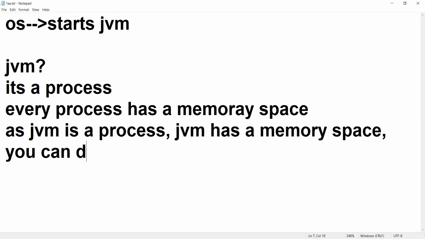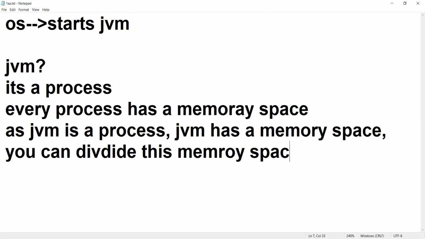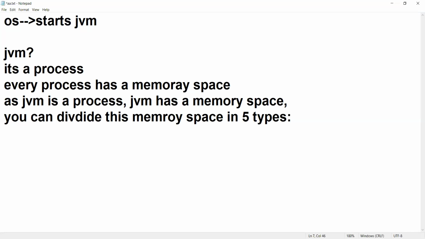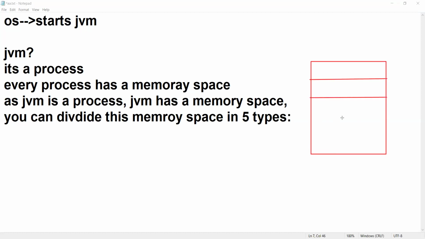You can divide this memory space into five parts. Yes or no? This is totally core Java. Right now I'm explaining some core Java concepts. Can you please tell me the names? Consider this is the memory space. For example, this is your heap memory. What is the name? Stack memory. Method area or static memory. Then PC register and native stack. Is it clear?